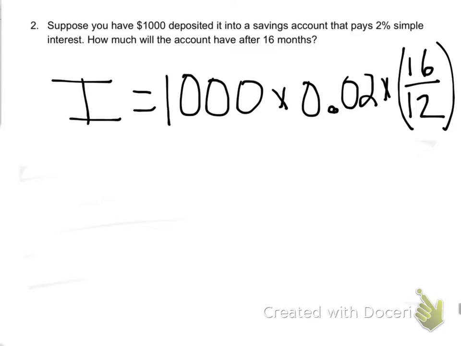Check this out. In order to do 16 months, you could do 16 over 12. You don't need to try and do a mixed number. It's called a mixed number when you have something like 1 and 4/12. Just do 16 over 12. That'll make your life a whole lot easier.